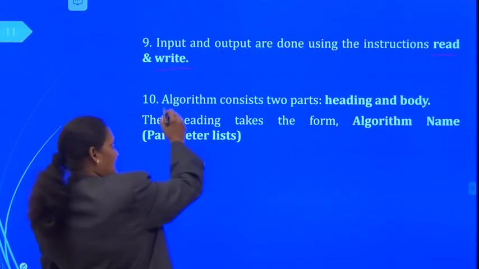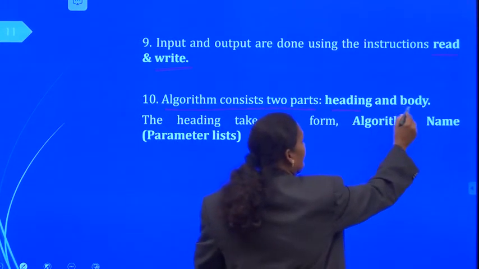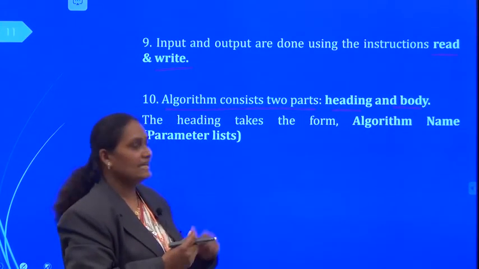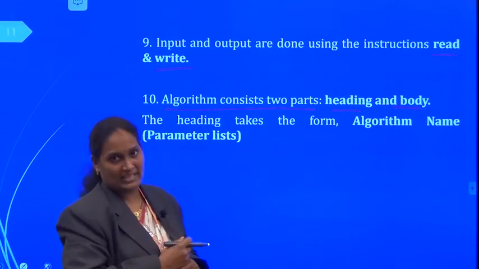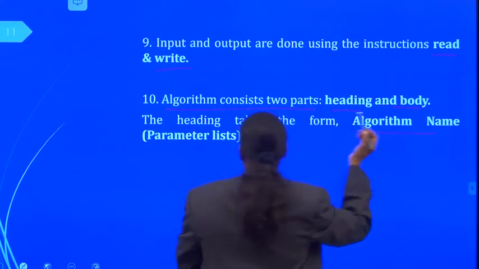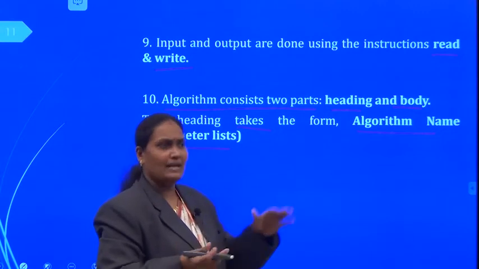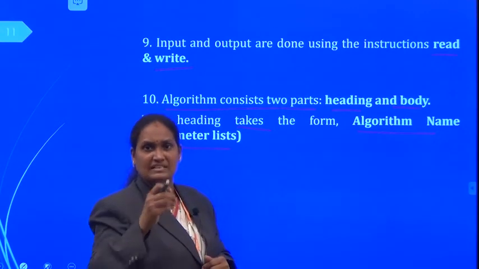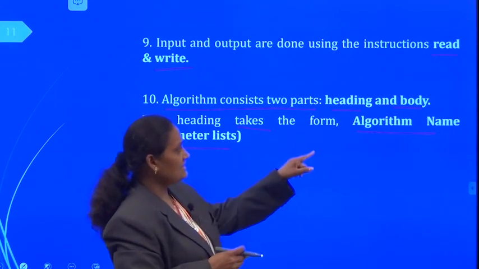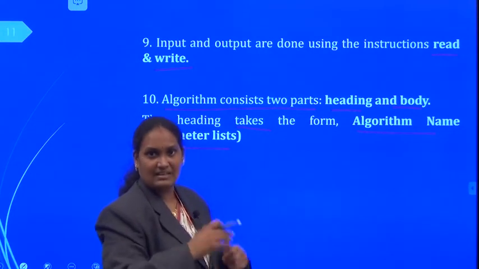Now, finally, the algorithm consists of two parts. One is heading and the other is body. Heading takes a form which is nothing but algorithm name and its parameters list. Body is nothing but a block of statements which can be represented within the open brace and closed brace. The heading, algorithm name and its parameters list, can be represented within parentheses.